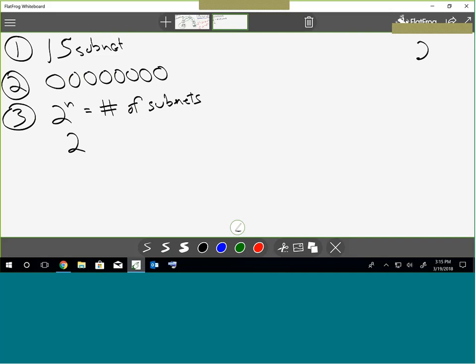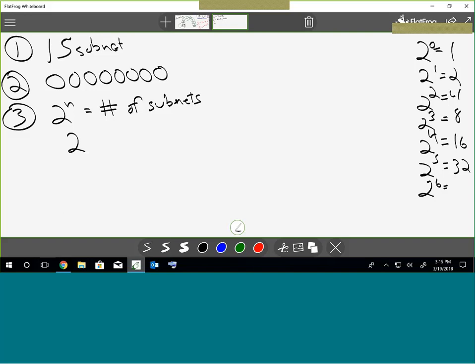Now, this is where we get this. You remember how I told you about doing this? 2 to the 0 equals 1, 2 to the 1 equals 2, 2 to the 2 equals 4, 2 to the 3 equals 8, 2 to the 4 equals 16, 2 to the 5 equals 32, 2 to the 6 equals 64, and 2 to the 7 equals 128. Now that's 8-bit positions, so that's really all we need to do for an octet. So what value will I have to raise 2 to get at least 15 subnets? 4. So 2 to the 4th power equals 16.